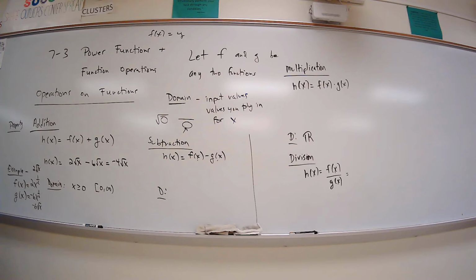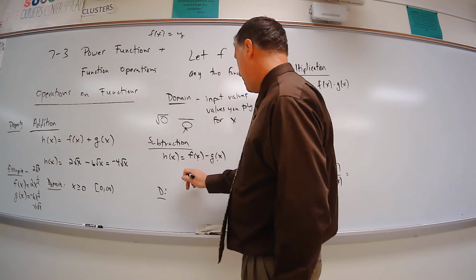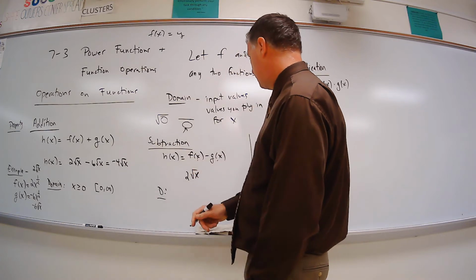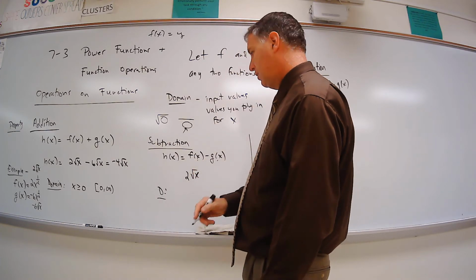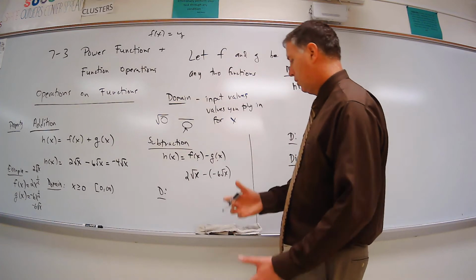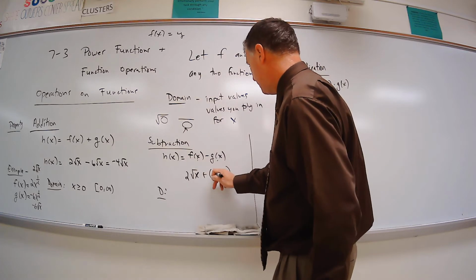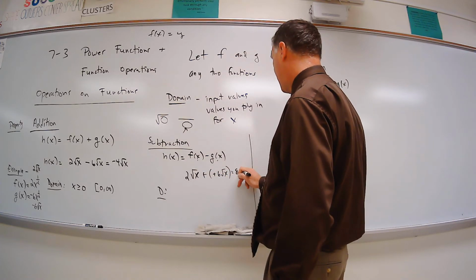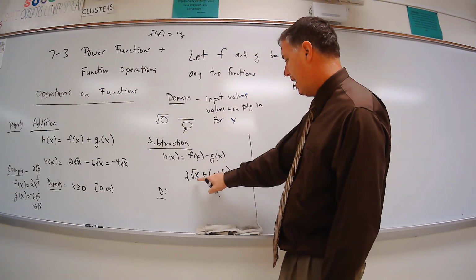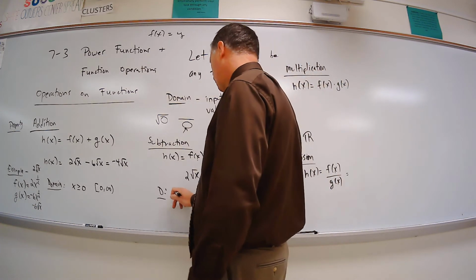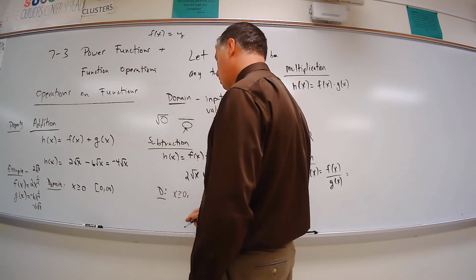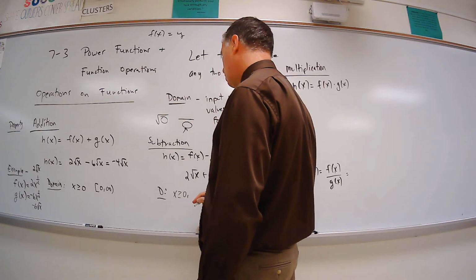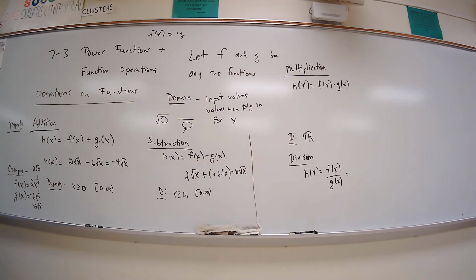Okay, let's do the subtraction one. So the subtraction one is going to be 2 root x, then it's minus g of x, that's going to be minus negative 6 root x. So those two negatives are going to make a positive, and we get 8 root x. My domain is going to be the same thing. We can't have a negative underneath there, so we're going to say x is greater than or equal to 0, or 0 to infinity with a bracket around the 0 and a parentheses around the infinity.